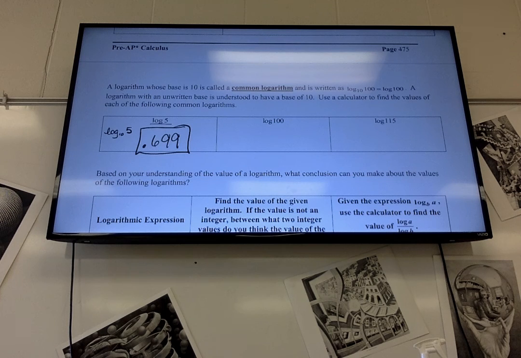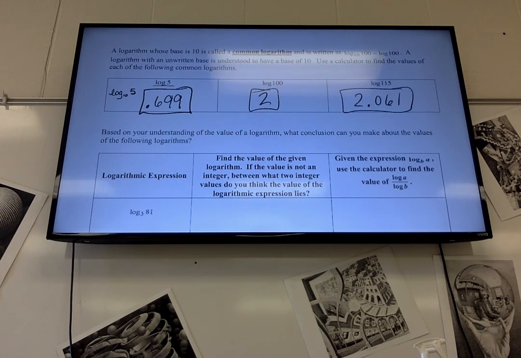Okay, the other ones are just as easy. Just type it in. Log 100, get 3 decimal places. Let's see. Donna, what'd you get for log of 100? Yeah, that one comes out nice and neat. Log of 115, Justin? 0.061. Yes. So common logs are great. We like these. Especially if you have a calculator.